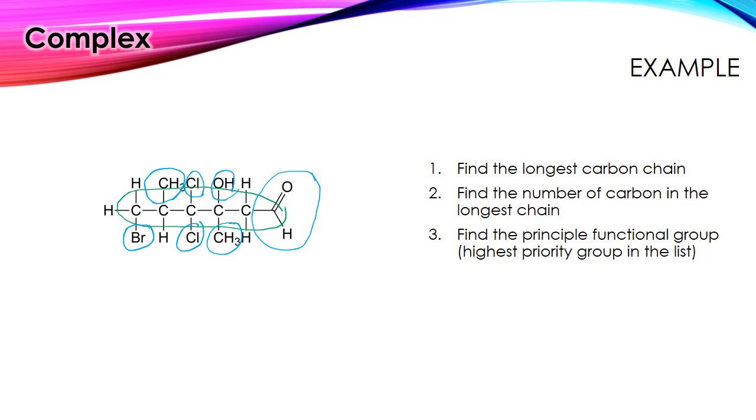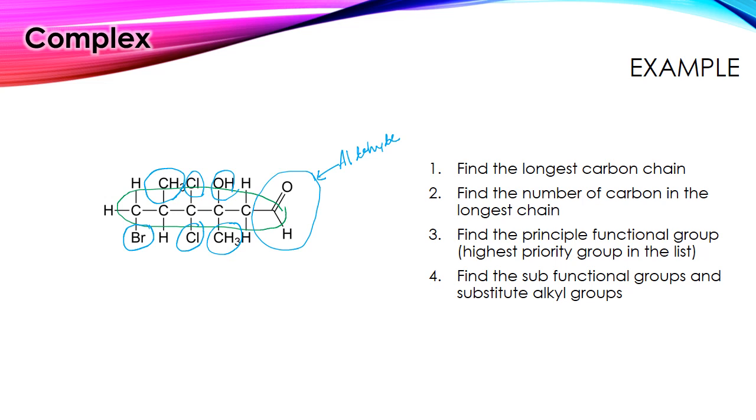Now let's find out the major functional group. When you look in your list of functional groups, this one we call aldehyde. The aldehyde group is attached to this compound. Therefore, the major functional group is aldehyde. The others we consider as sub-functional groups. So now we have found the major functional group and also the sub-functional groups.